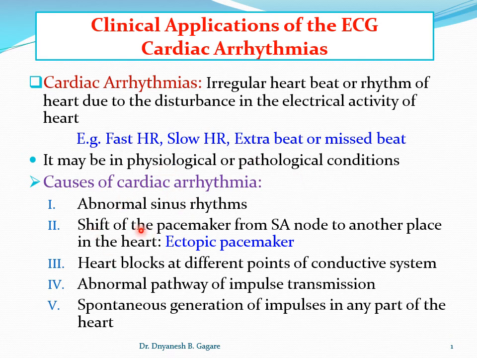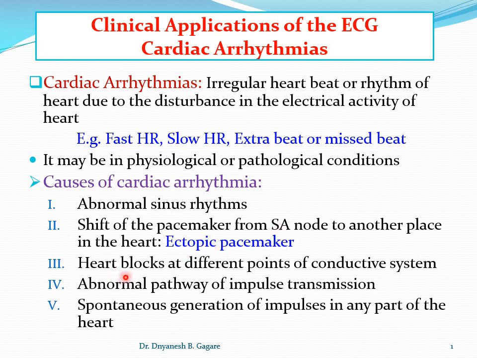Causes are, first, abnormal sinus rhythm, which means there is a problem in the pacemaker generating the impulses. Second cause, shift of pacemaker from the SA node to another part of the heart, that is shifting of the pacemaker. Pacemaker function shifts from the SA node to the AV node or to the Purkinje fibers, and that is called the ectopic pacemaker. Ectopic pacemaker means a pacemaker other than the SA node.